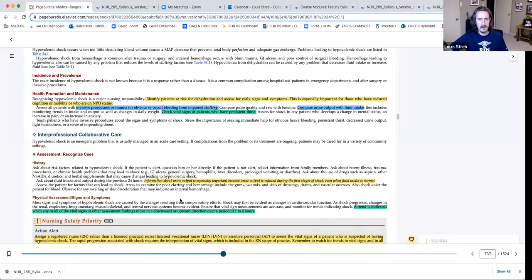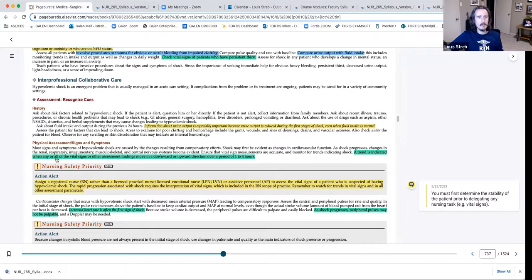Information about urine is especially important because it's often the first sign and symptom of shock, when fluid intake is normal. Think about that. Right here, it says a trend is indicated when any or all of the vital signs or other assessment findings go up or down in a period of 1 to 4 hours. So why do we check vital signs every 4 hours? Because a trend is when something goes up or down in that time frame.